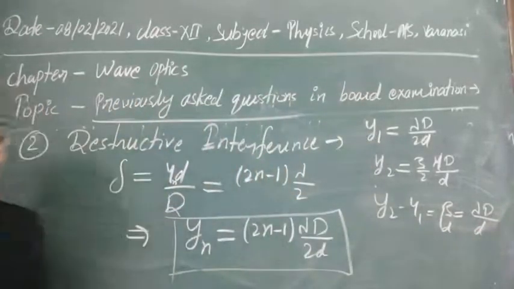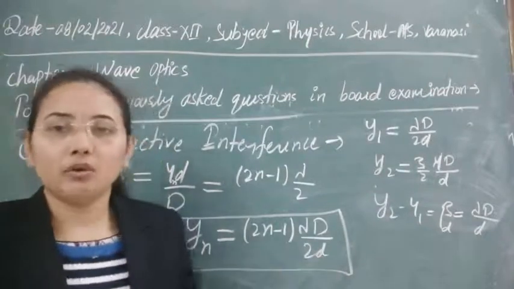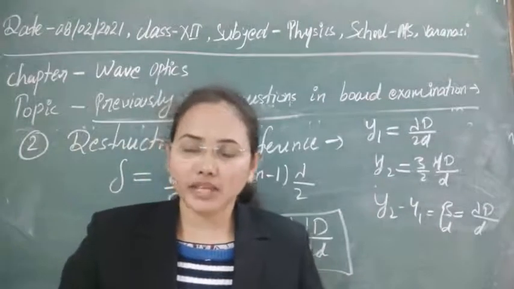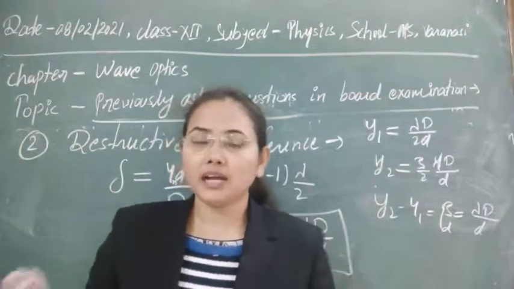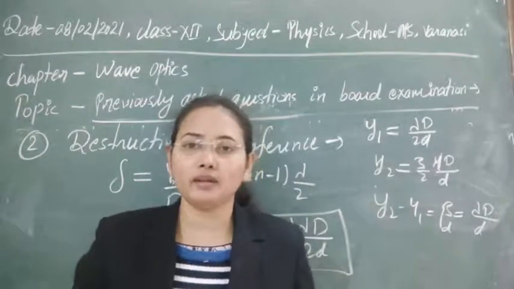So it means that the fringe width for minima and the fringe width for maxima are both equal, and they are also equidistant from each other. So we can say that we are getting a symmetric distribution of maxima and minima in the case of an interference pattern. This is a quality of the interference pattern.